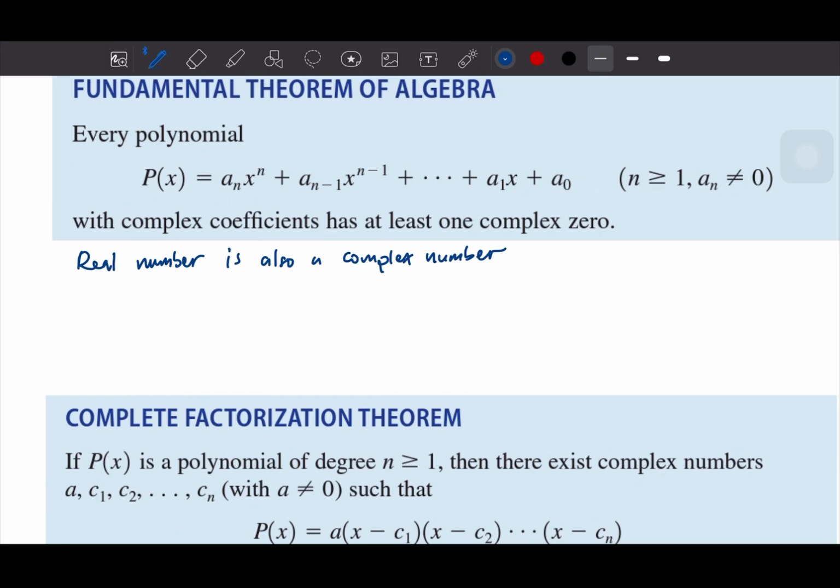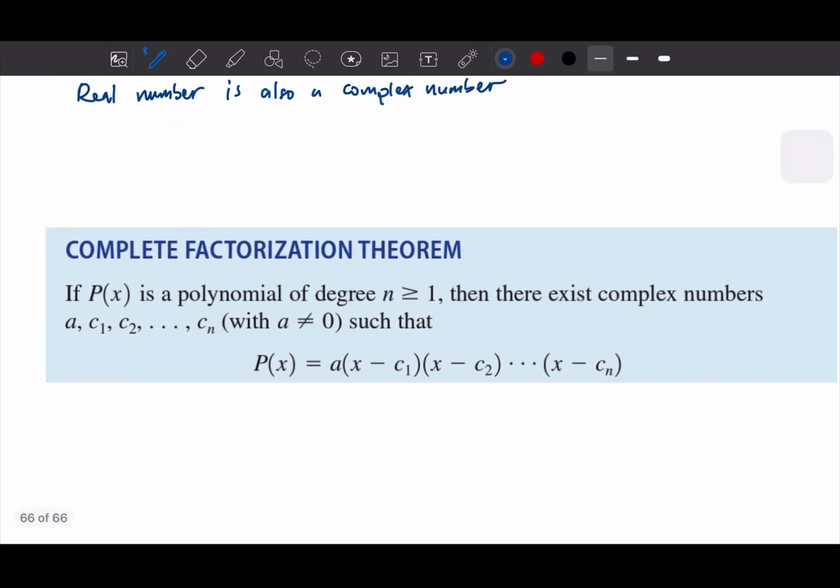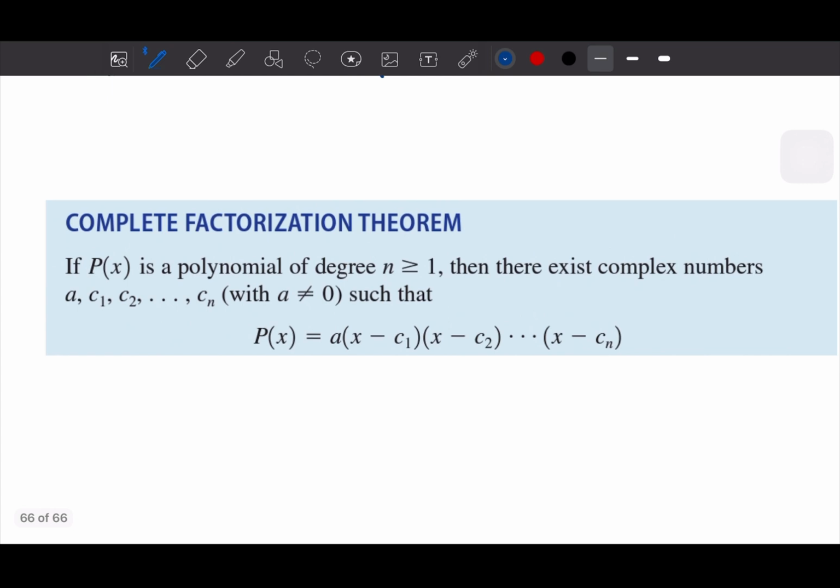Okay. So if we take this p of x as a polynomial of degree n equal to or greater than 1, then there exist complex numbers, with a not equal to 0, such that we can factor it out like this. Okay.